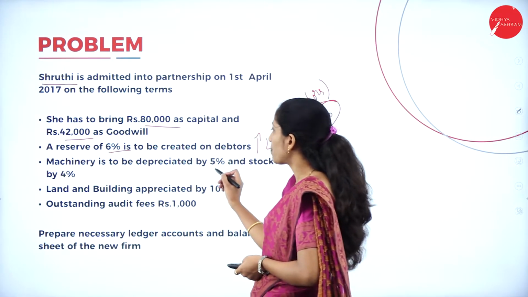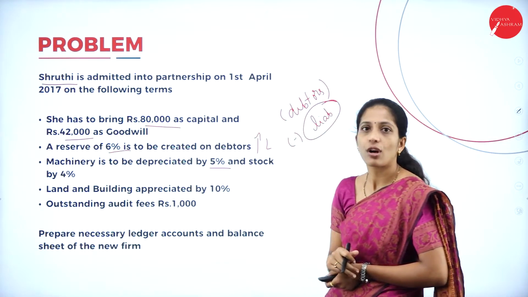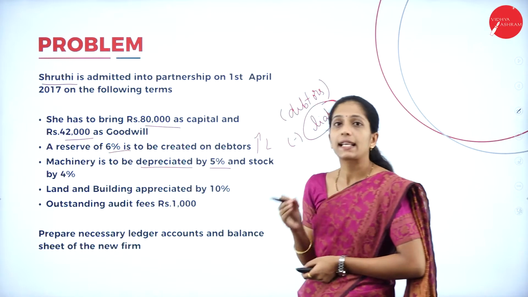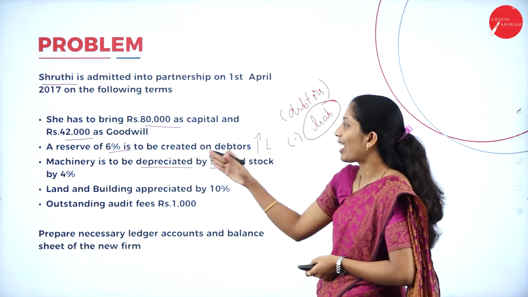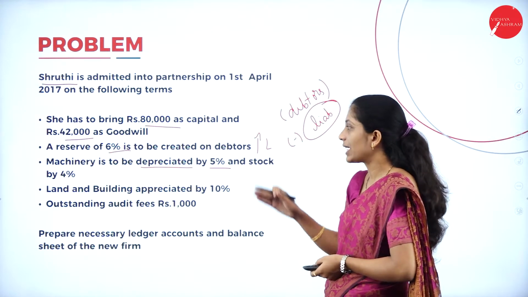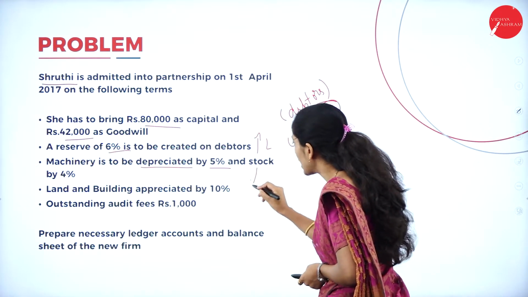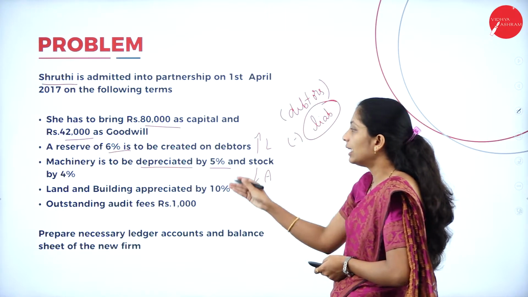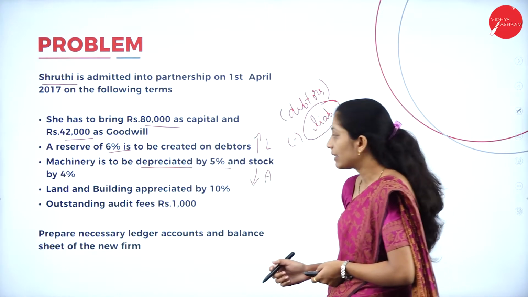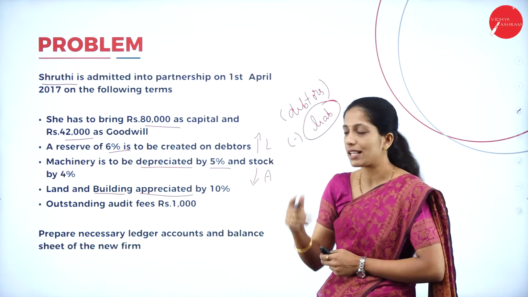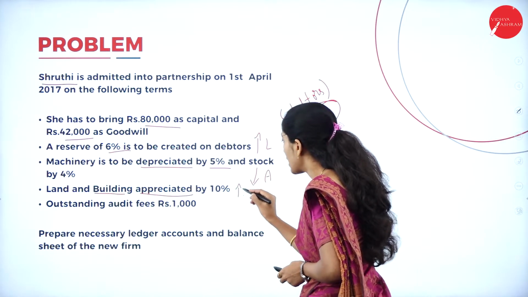Next, machinery is depreciated by 5% and stock by 4%. In the sense, what does depreciation mean? Decrease in the value. So, a decrease in the value of assets, that is machinery as well as stock. So, what do you mean by that? A decrease in assets. Clear? Land and building appreciated by 10%. So, land and building is an asset. Appreciation means increase. So, an increase in assets.